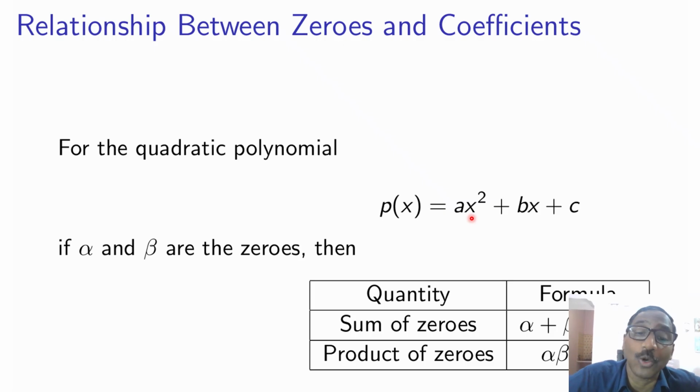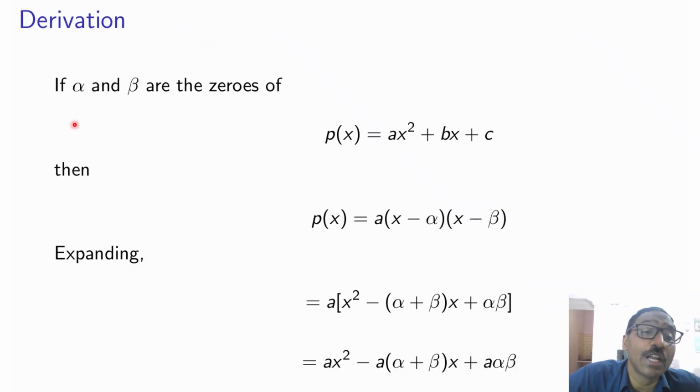X is the variable. So for the quadratic polynomial p of x equal to ax square plus bx plus c, if alpha and beta are zeros, then the sum of zeros is alpha plus beta, and the product of zeros is alpha beta. Here is the derivation to find alpha plus beta.